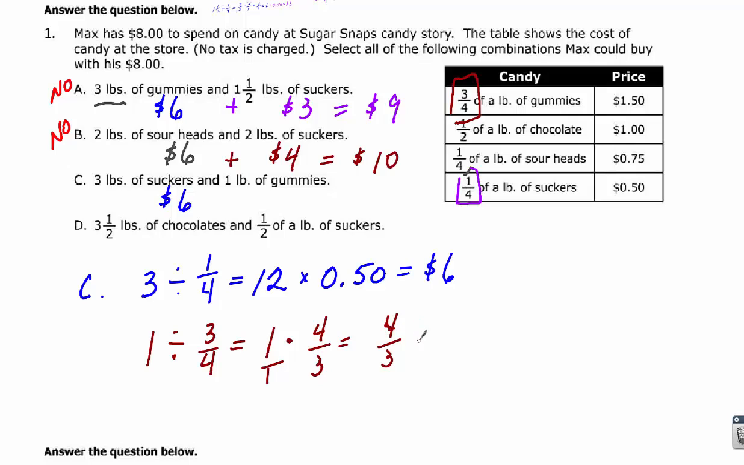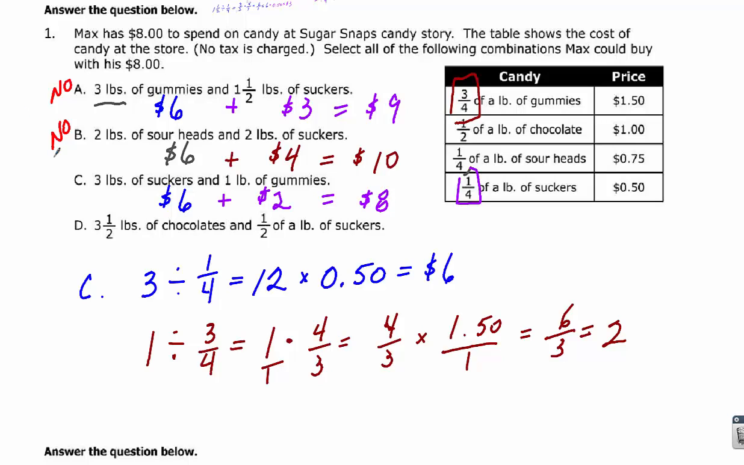And each of those is $1.50. Notice I set that up as a fraction since my other part's a fraction. So 4 times $1.50, well, 4 times $1 is $4, and 4 times 50 cents is $2. So that's $6 divided by 3 over 1. 3 over 1 is 3, so 6 divided by 3 is 2. Add those together, you get $8.